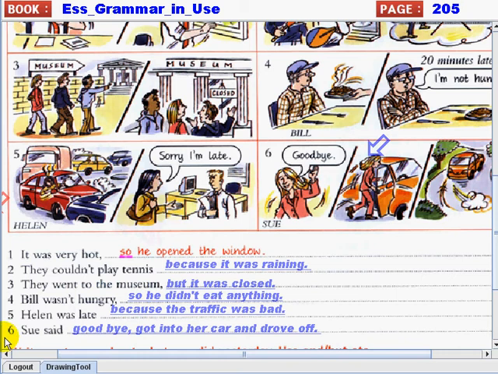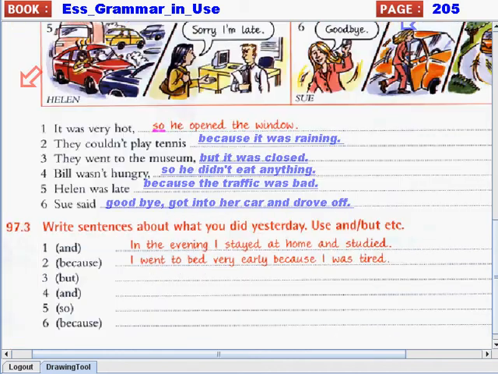Number 6, Sue said goodbye, got into her car, and drove off. Or you can also say, Sue said goodbye, got into her car, and drove away. We put three ideas in a sentence altogether, right? Okay, that's the use of the conjunction and. Now it's time to do exercise number 97.3. Write sentences about what you did yesterday.